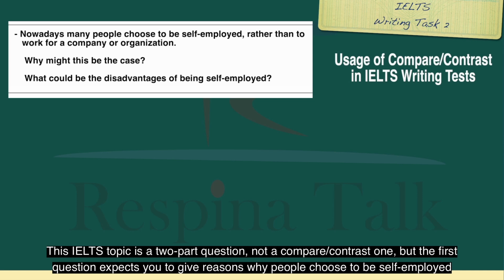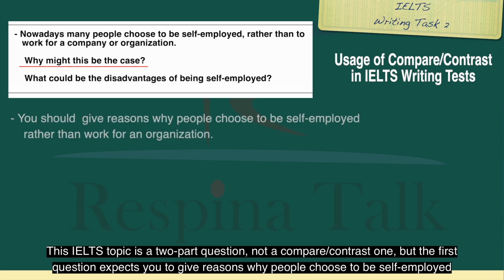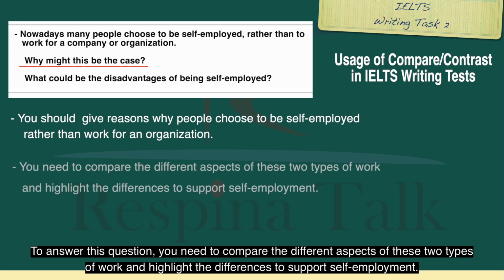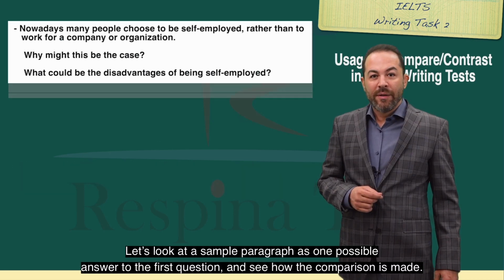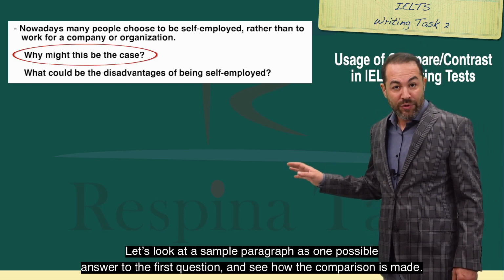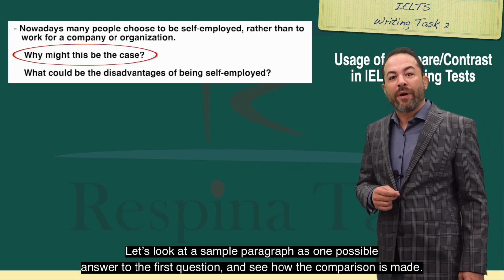This IELTS topic is a two-part question, not a compare-contrast one. But the first question expects you to give reasons why people choose to be self-employed rather than work for an organization. To answer this question, you need to compare the different aspects of these two types of work and highlight the differences to support self-employment. Let's look at a sample paragraph as one possible answer to the first question and see how the comparison is made.